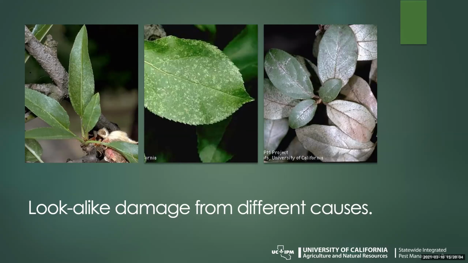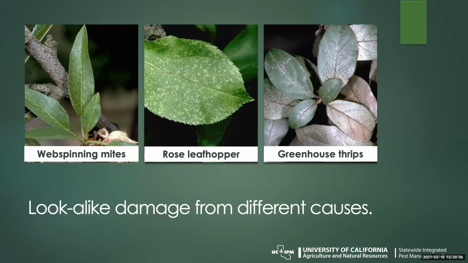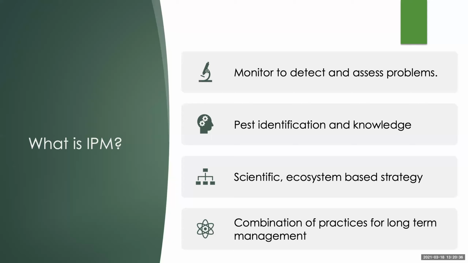So in these cases, all three of the pests that are listed there, web spinning mites, leaf hoppers, and thrips, they all cause similar looking damage to each other. And so knowing the host plant, hopefully capturing some of the organisms, or being just a bit of a detective, will allow you to end up at the correct identification of the pest, which is really important in integrated pest management. So what is IPM?